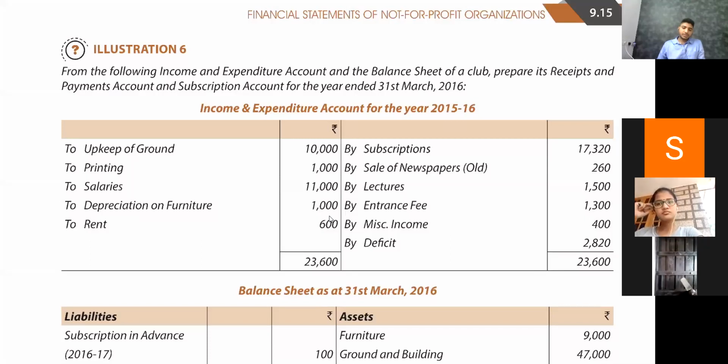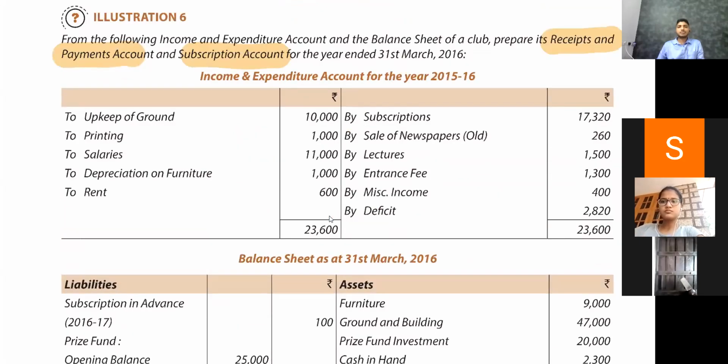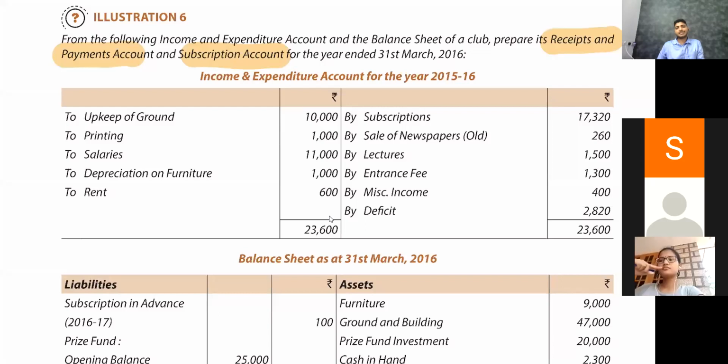Illustration 6. From the following income and expenditure account and balance sheet, prepare receipts and payment account. This is the first requirement. First requirement is receipts and payment account. And they also asked you to prepare a subscription account. They are not asking you to prepare a balance sheet, because they are already giving you the balance sheet. So all that you have to prepare is the receipts and payment account and subscription account.